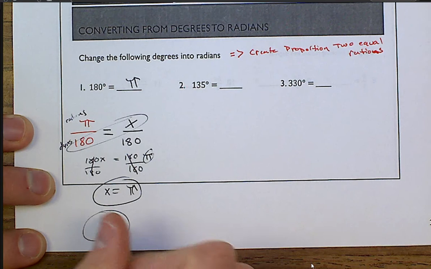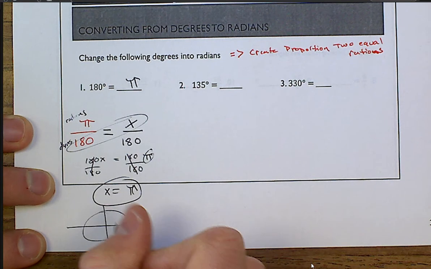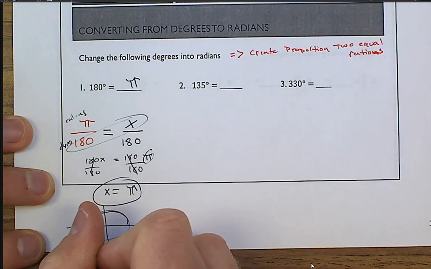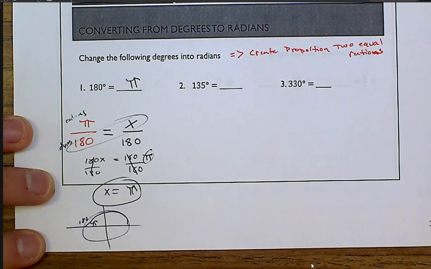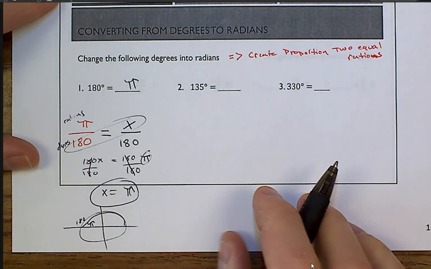We did the unit circle. We start at 0, and you go halfway around. That's 180 degrees, which is pi radians. Okay? So I'm going to do number 2, and then I'll have you do number 3.